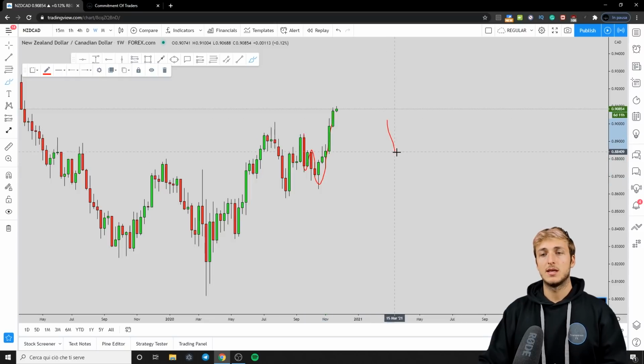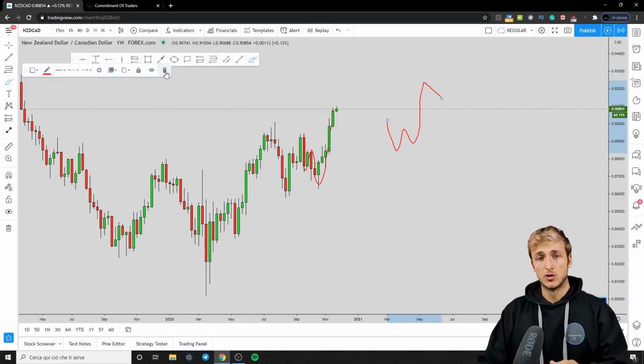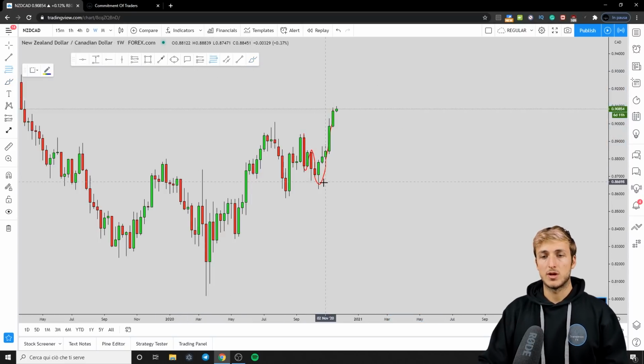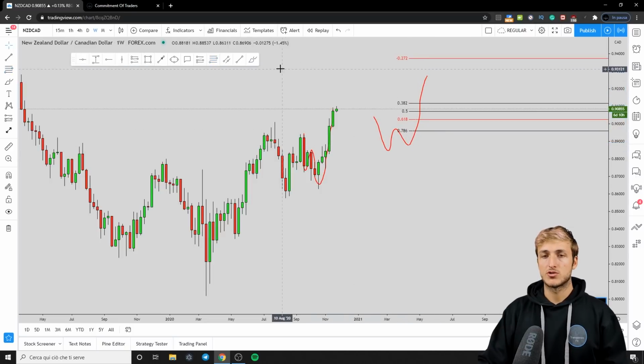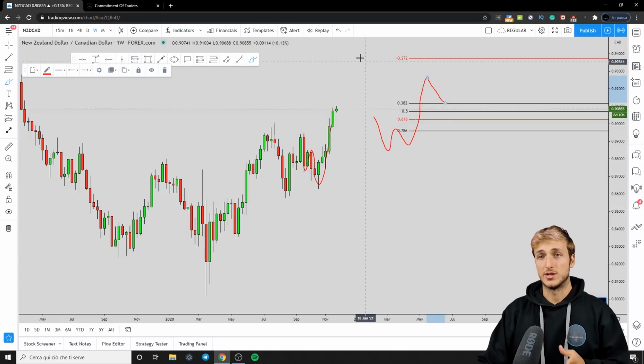Now, generally speaking, after an overextended W formation, what you want to see is the market create a retracement at least to the 0.382 of the Fibonacci taken on the impulse. So after an overextended W formation, you take your Fibonacci on the impulse, and you want to see the market retrace at least to the 0.382 of the Fibonacci taken on this impulse.